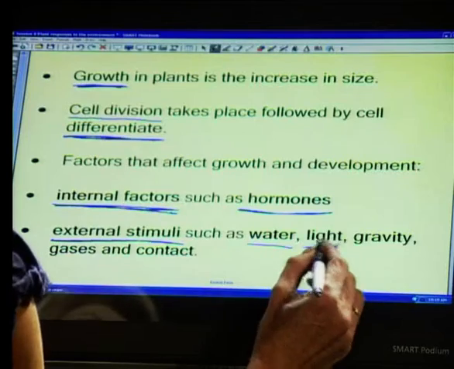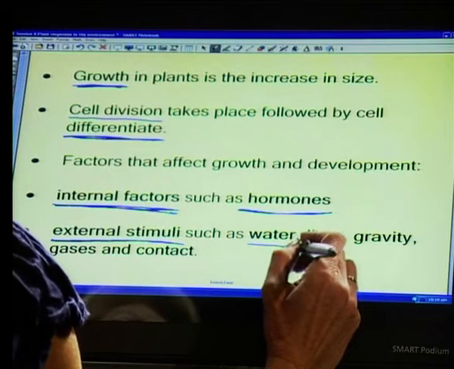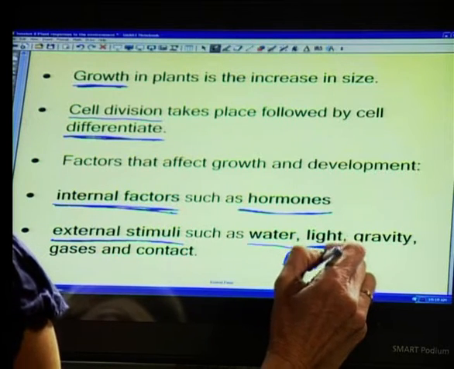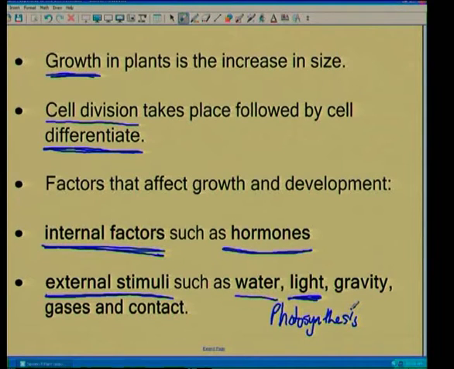You've got light. All plants want light. They must have light. Why? For photosynthesis. And if they don't have photosynthesis, plants can't make food. So they must have the light. Gravity: roots will grow towards the ground. They grow into the ground. They grow towards gravity, but away from light.